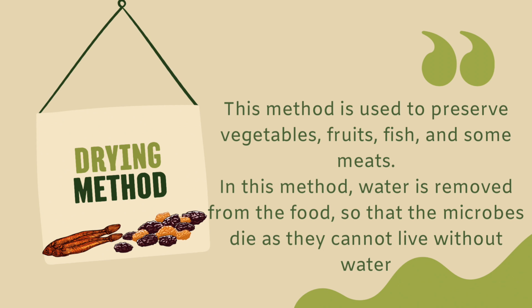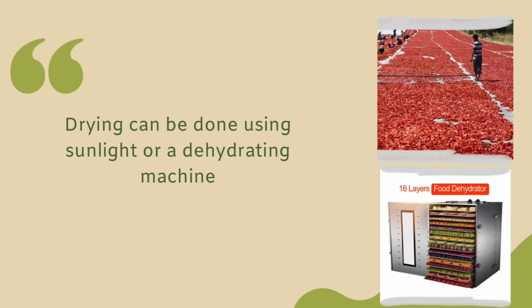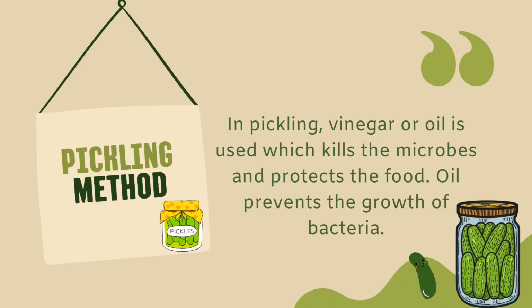Drying method. This method is used to preserve vegetables, fruits, fish and some meats. In this method, water is removed from the food so that the microbes die as they cannot live without water. Drying can be done using sunlight or a dehydrating machine. Pickling method. In pickling, vinegar or oil is used which kills the microbes and protects the food. Oil prevents the growth of bacteria.